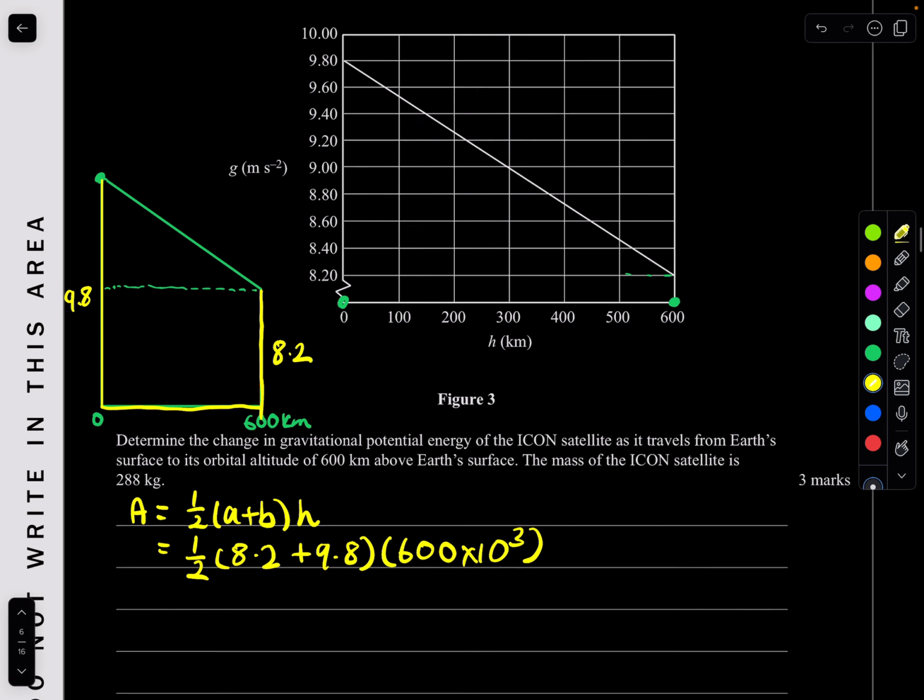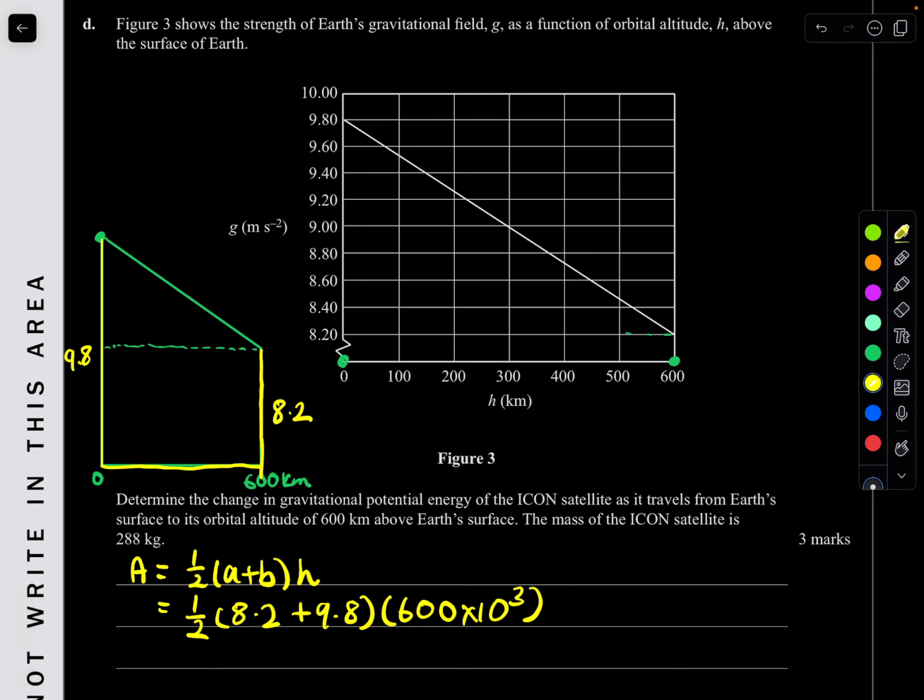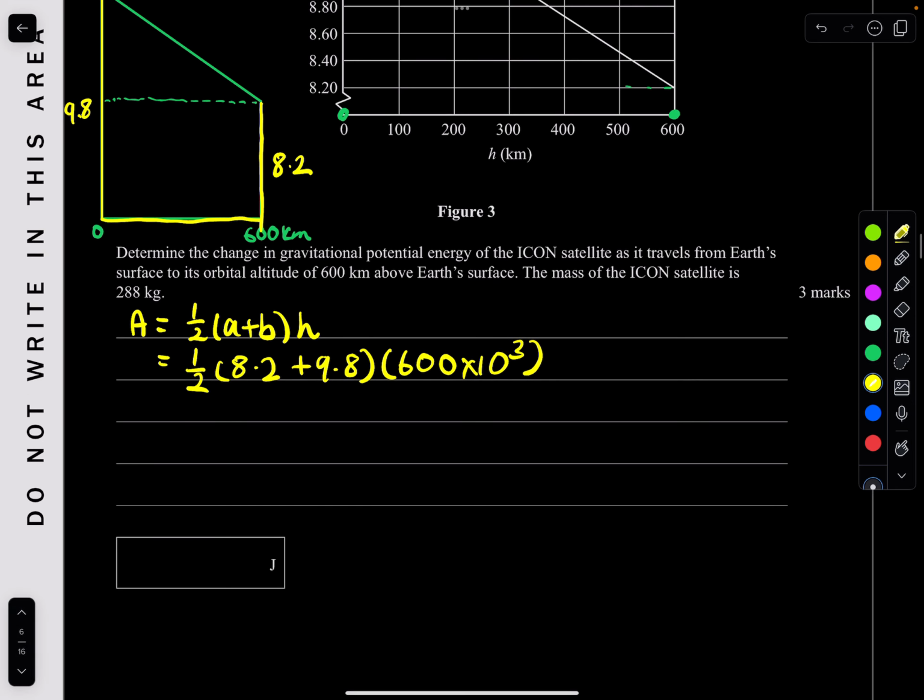But be careful, this is a gravitational field strength versus distance. And so to get the actual energy, you need to multiply at the end by mass. The mass of the Icon satellite in this case. So times, don't forget, 288, and so that's going to give me my energy.